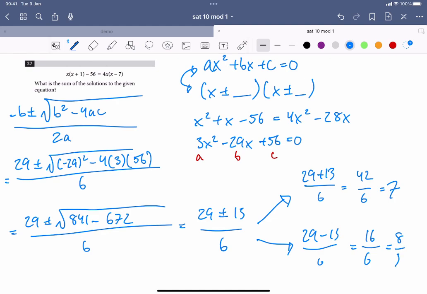Now the question states, what is the sum of the solutions? So you want to add these two. We found what x will equal to: x equals 7 and 8 over 3. All we need to do is add them. So I'll rewrite 7 as 21 over 3 plus 8 over 3, which equals 29 over 3, which is our final answer.